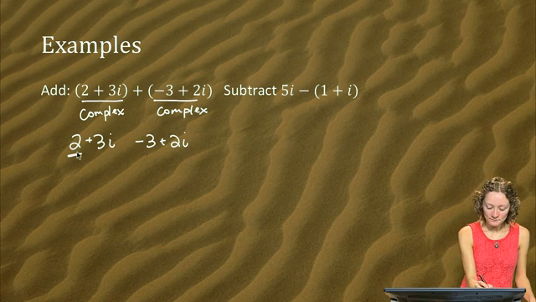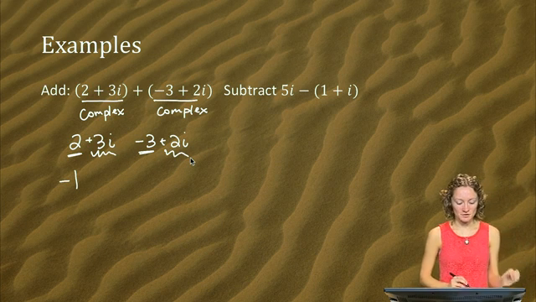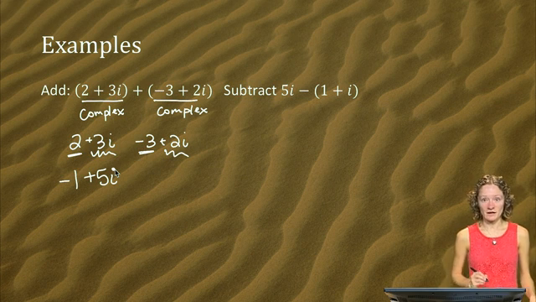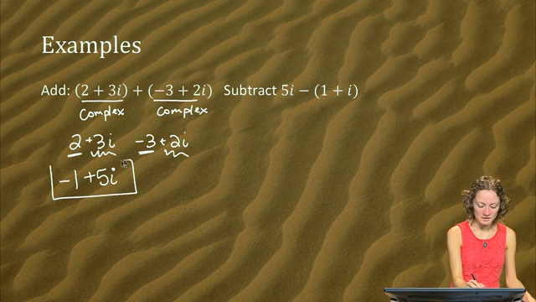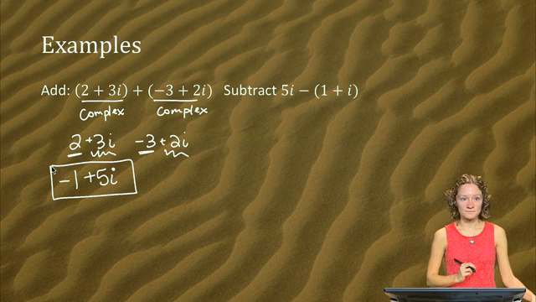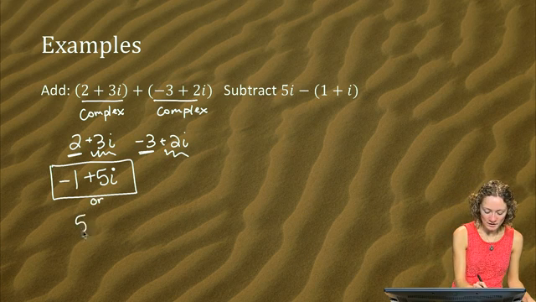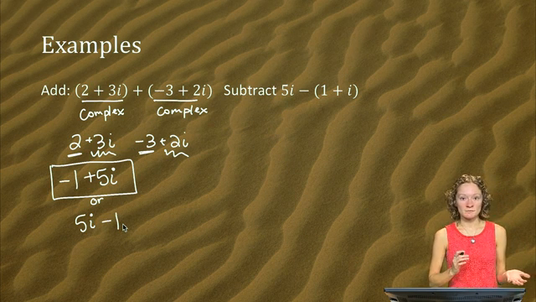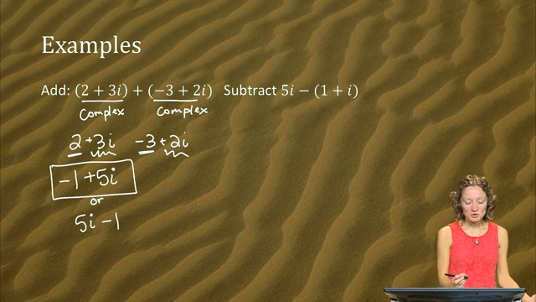And then just combine. The real pieces combine to be negative 1. And the imaginary pieces, plus 3i plus 2i, combine to be plus 5i. So we have negative 1 plus 5i. You might be wondering, what if I wrote my final solution as 5i minus 1? Typically that's not a problem.